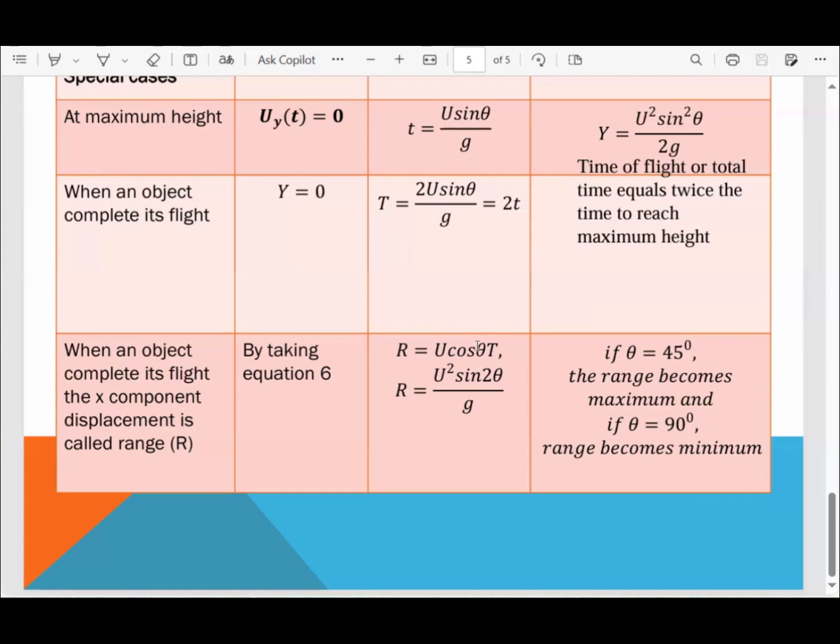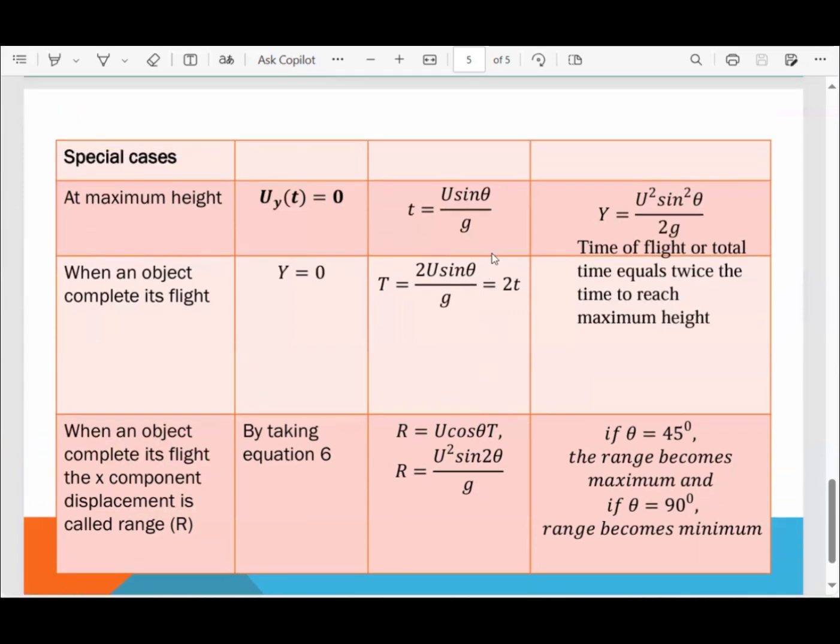When we substitute the value of time of flight here, r is equal to u square sine of 2 theta over g. Now, from these four basic special equations, the time to reach maximum height is equal to u sine of theta over g. The maximum vertical distance is equal to u square sine square of theta over 2g. Time of flight is equal to twice of u sine of theta over g. And r is equal to u square sine of 2 theta over g.